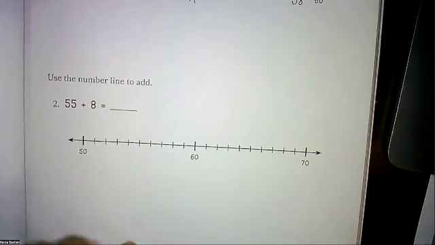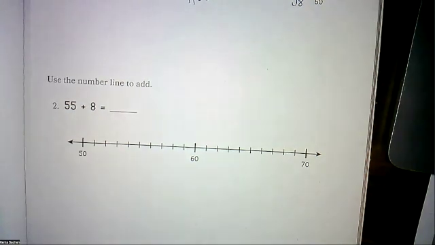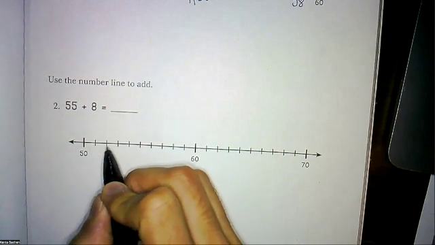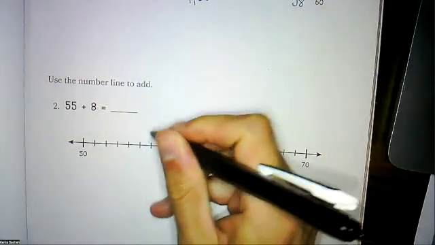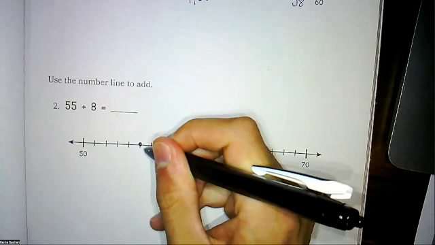All right, now here is an addition problem. Let's start by finding 55. Where is that? And draw a dot on your number line where 55 is. Got it? Yeah, so 50, 51, 52, 53, 54, 55. Right there.